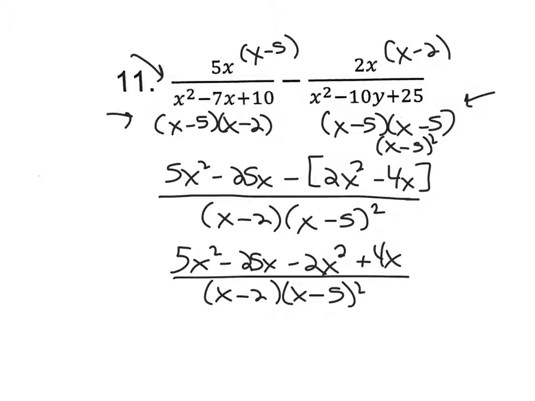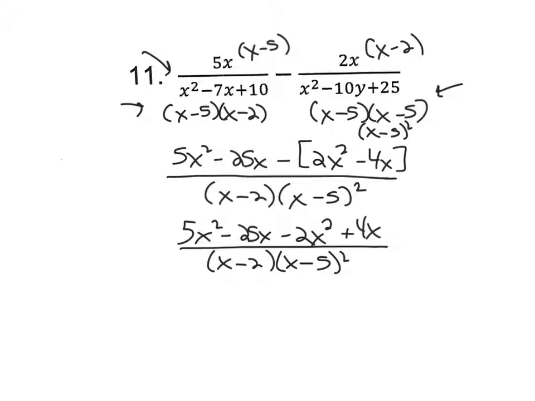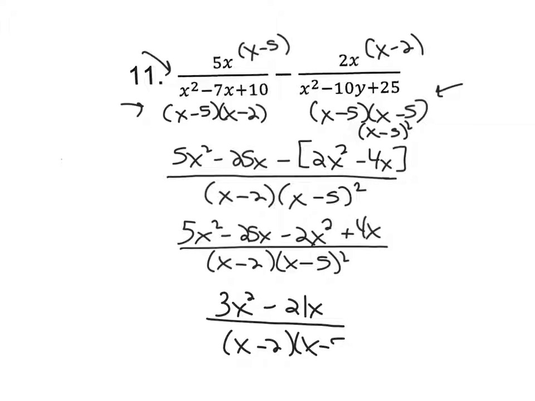And guys, all I have left to do now is only add the stuff that I can on my numerator. I have a 5x squared minus 2x squared, that's 3x squared. I've got a negative 25x and a plus 4x, that's negative 21x. And I have an x minus 2 and an x minus 5 squared.